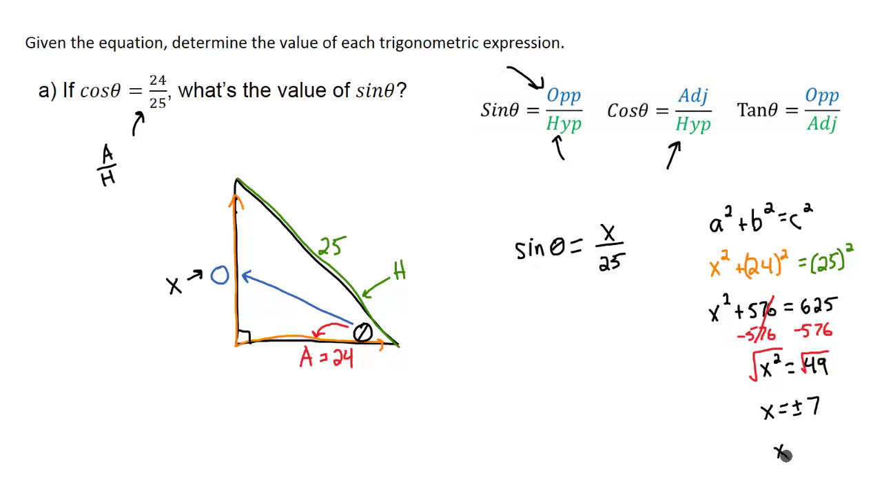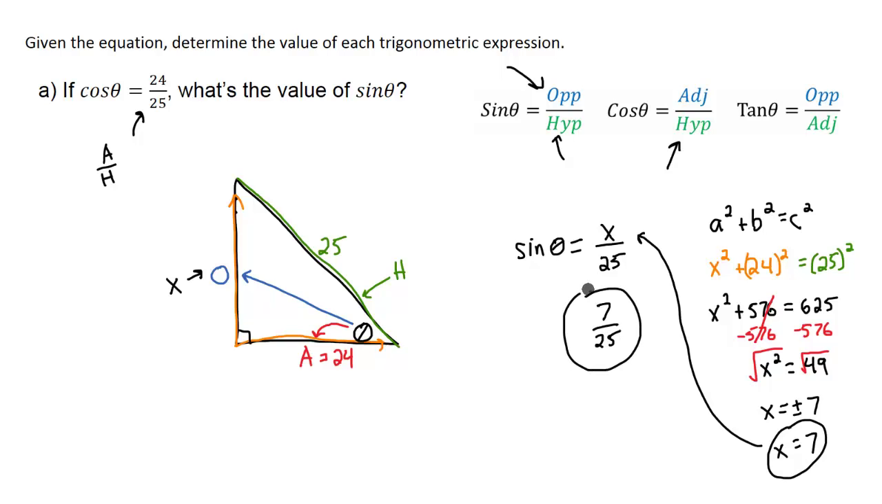But we only want the positive version of x because, well, we can't have a negative as a side of a triangle, right? So I take my value for x there and I plug it into that x. So sine of theta is going to be equal to 7 over 25. That's going to be the final answer.